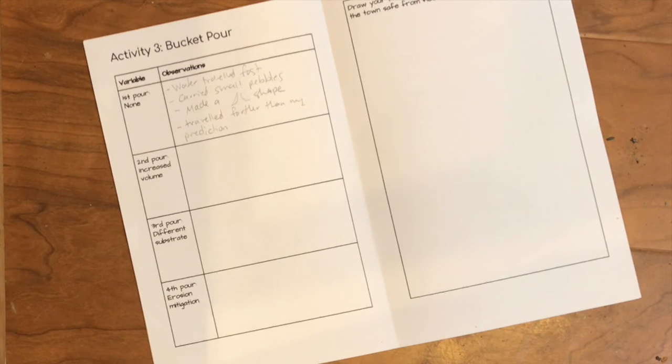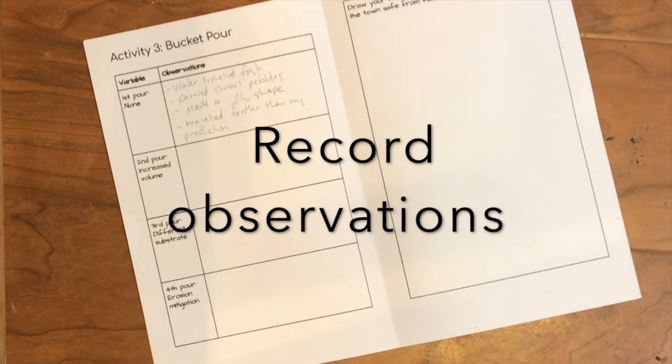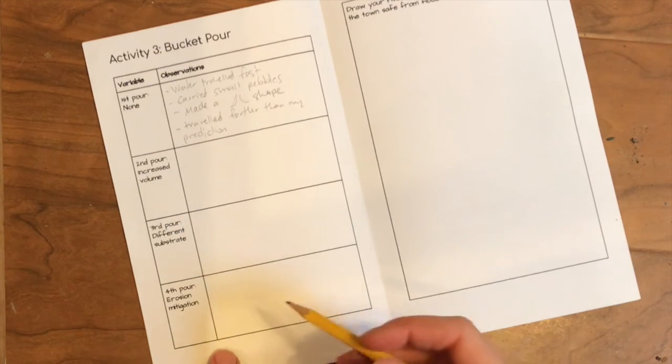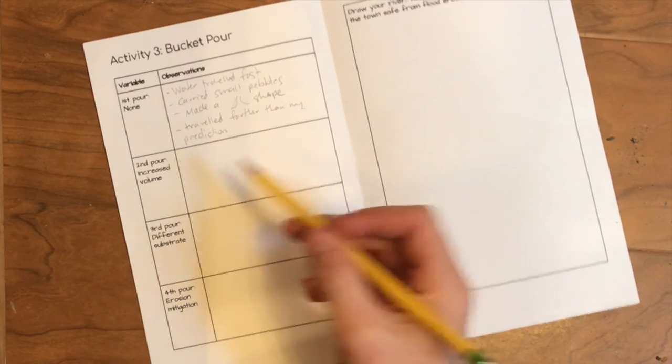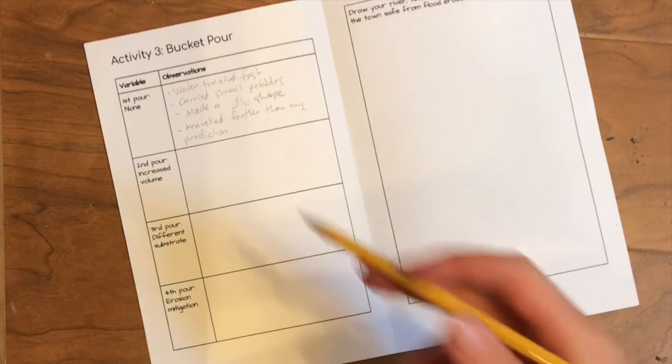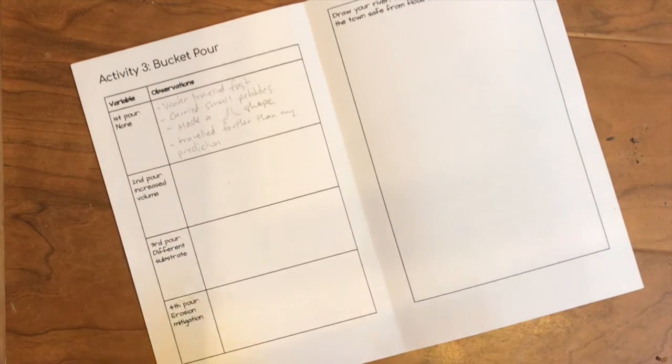It's time to record results again. So this pour, you had an increased volume. You had more water traveling down that same slope. So what did you notice this time? Record your results in that second box.